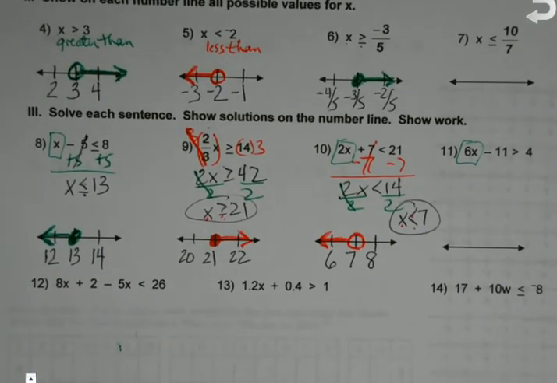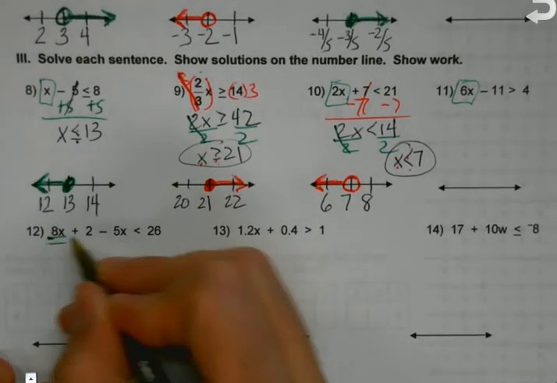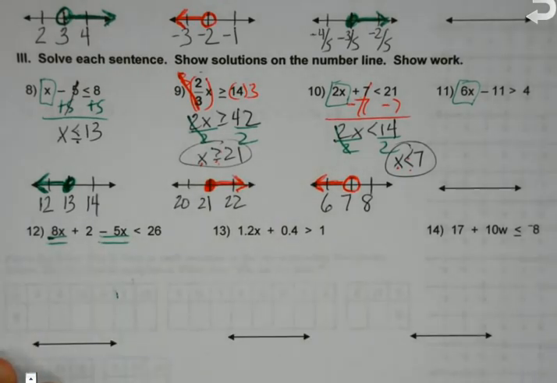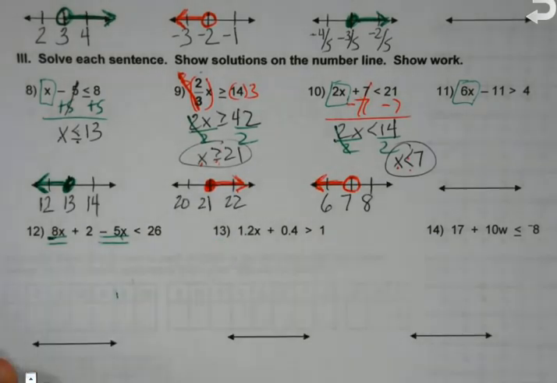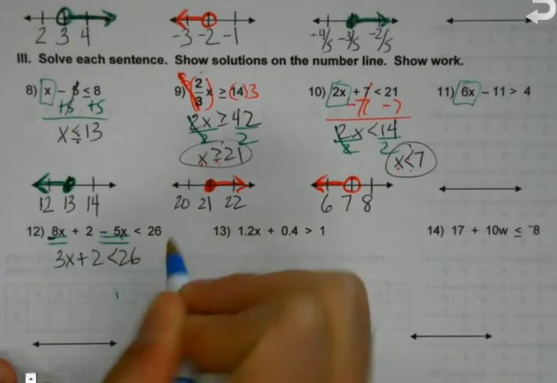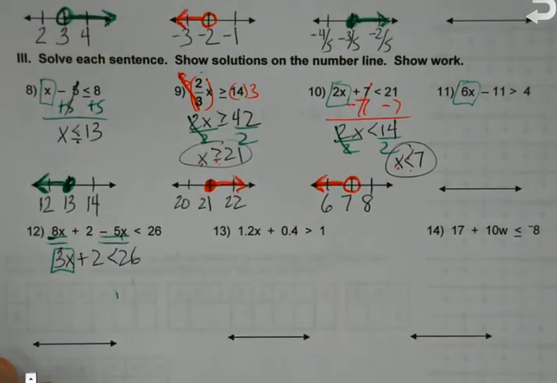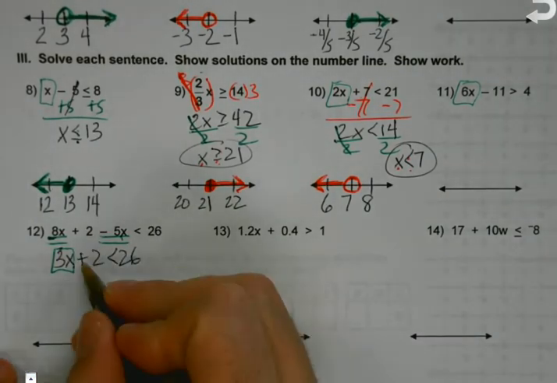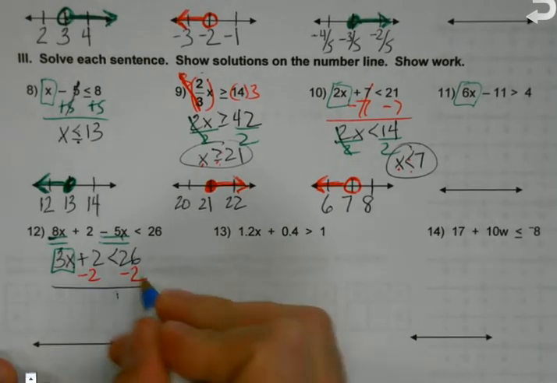So then we start to pick it up a little bit. Number 12. I have like terms to put together. So I don't have to do opposites. They're not on opposite sides of the arrow. So 8 minus 5 is 3x. Now this looks kind of normal. Work on getting my x alone. Do the opposite of adding 2, which is to subtract 2.